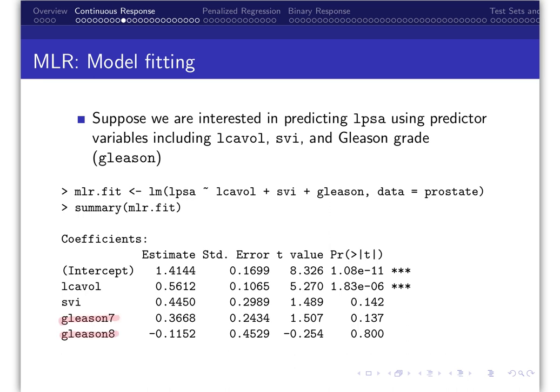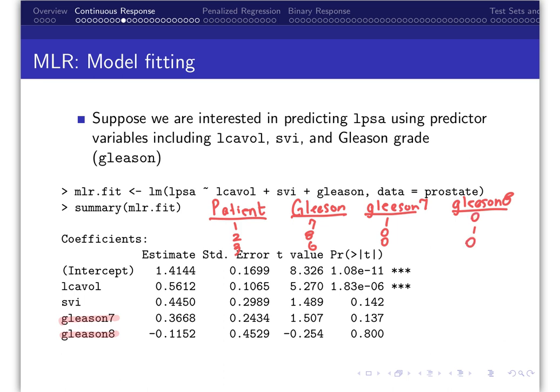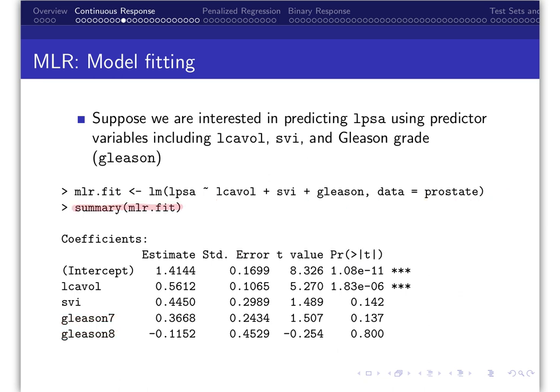That is, because Gleason grade is either 6, 7, or greater than or equal to 8, R entered 2 dummy variables, Gleason 7, which is 1 if Gleason grade is 7 and 0 otherwise, and Gleason 8, which is 1 if Gleason grade is 8 or higher and 0 otherwise. If Gleason 7 equals 0 and Gleason 8 equals 0, that represents a subject whose Gleason grade is 6. That is why for a k-level multi-level factor, you only need k-1 dummy variables. We can see the fitted model using the summary function.